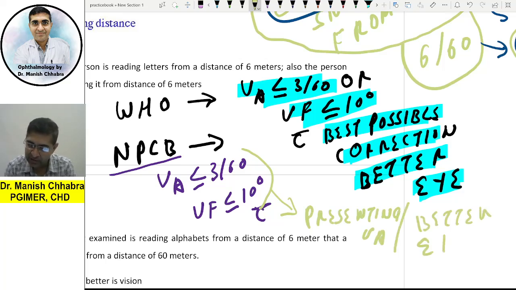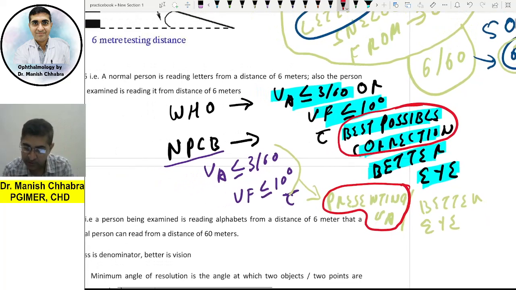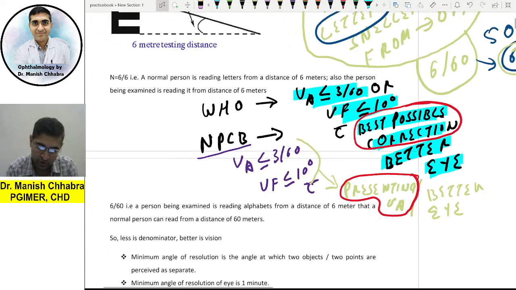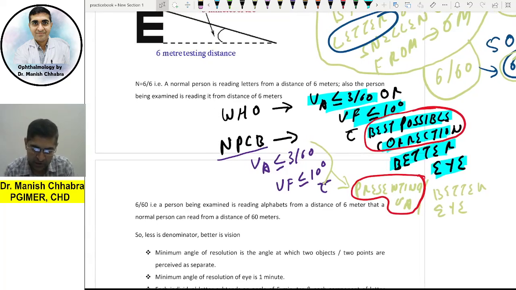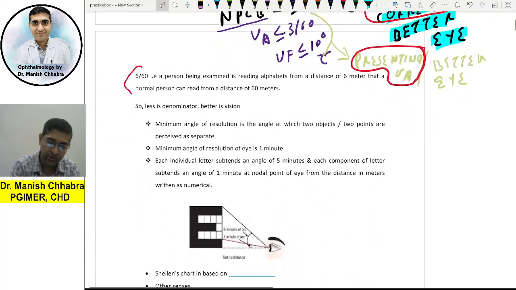So one thing is changed. Here it is best possible correction. Here it is presenting visual acuity. I hope you have understood, boys and girls. Please remember that these are the things which you use generally even in your clinicals. It is in your clinicals and also it forms very important MCQs. All right. So this is everything about what I have told you. The same thing. It's already written here.